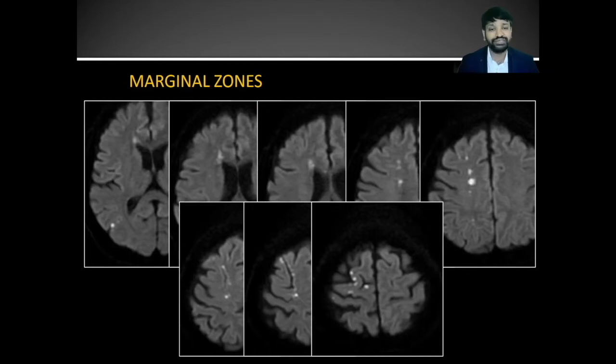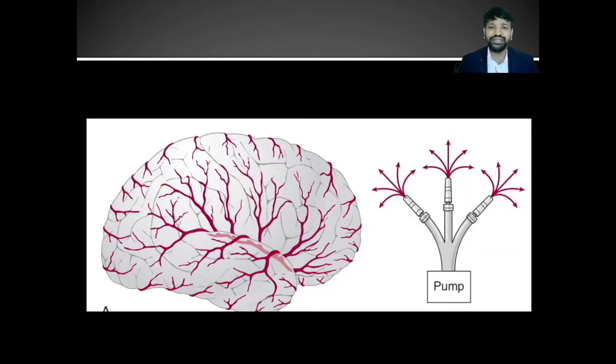and it is very important to identify the marginal zone infarcts. The reason is marginal zone infarcts occur when there is a severe narrowing of the underlying major arteries or in case of cardioembolic phenomena. So we'll have a look at why it is so. Let's look at an analogy.